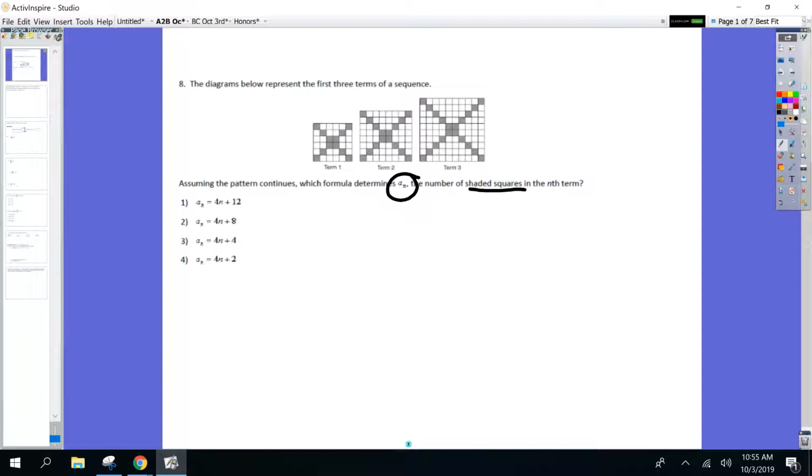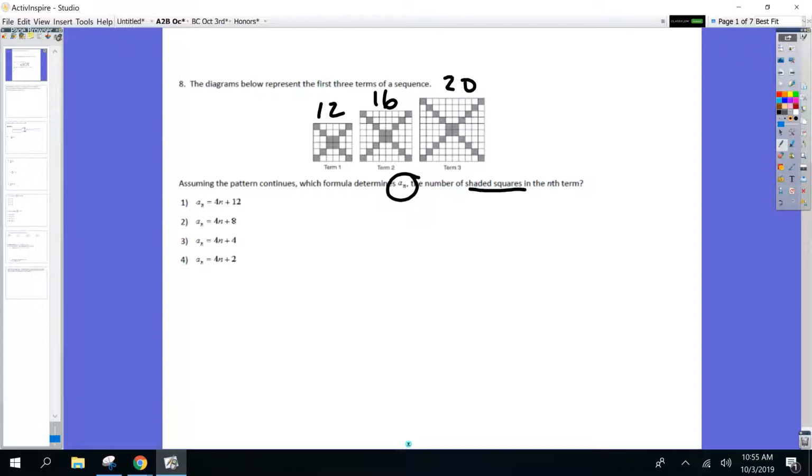All right, anybody count up the number of shaded squares in the first one? Should be 12 of them, yep. How many in the second one? 16, yep. And then how about in the third one? 20. How do I know this is arithmetic? Goes up by 4. So it's arithmetic.